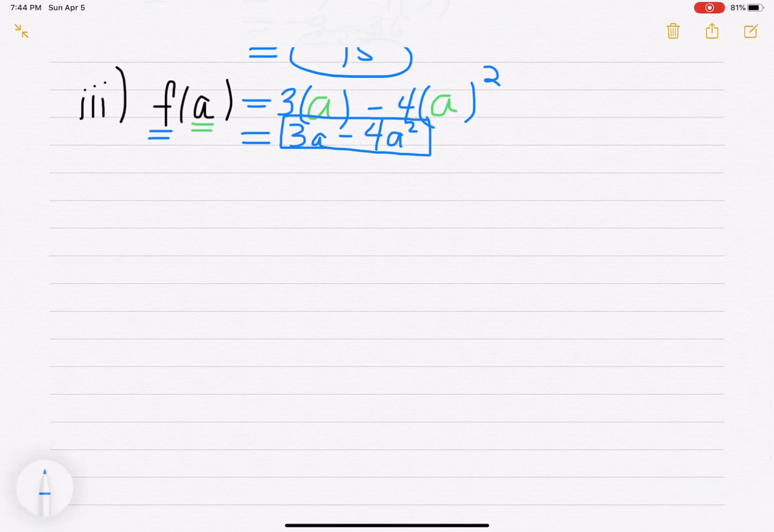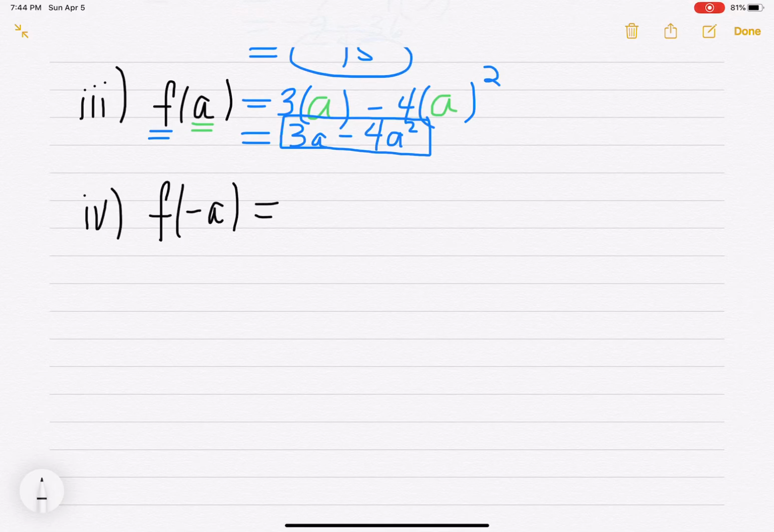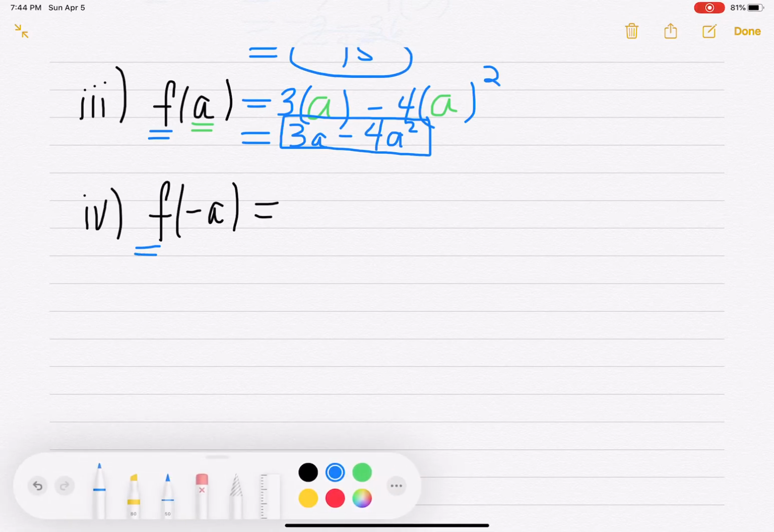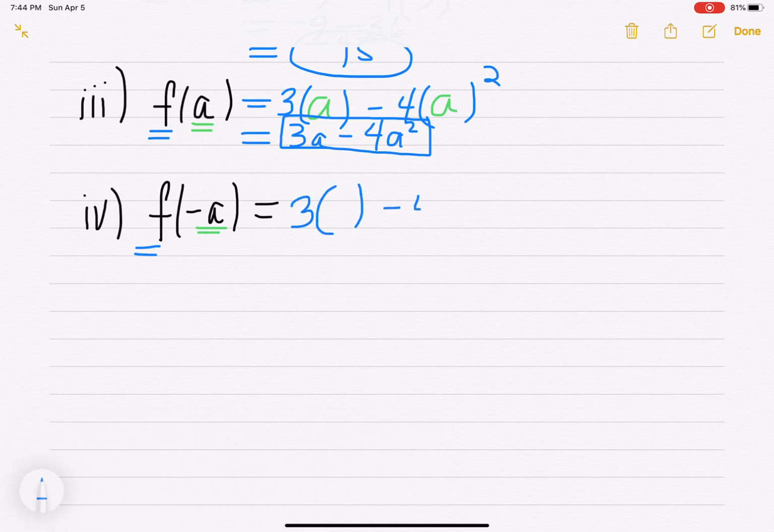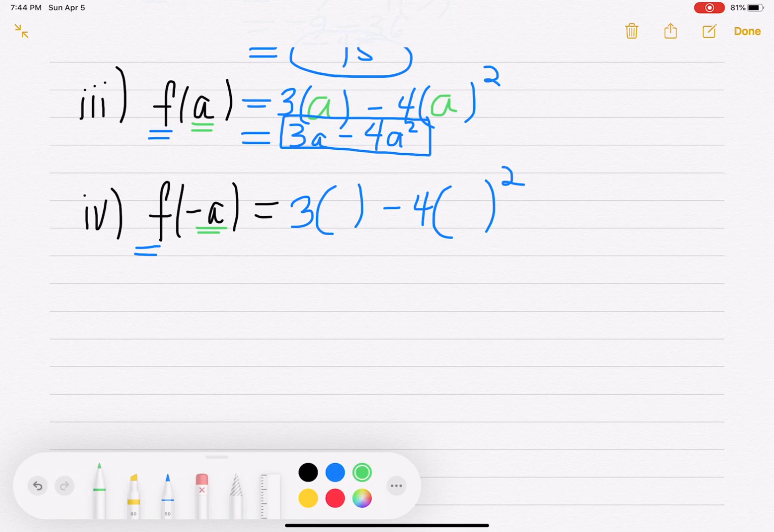All right, number 4. So we have f of negative a this time. So same situation. You have an abstract negative a you're going to plug in. So we're going to set up the template for the f function, right? It's 3 times blank minus 4 times blank squared. In place of the x, where the blank is, we're going to put minus a.